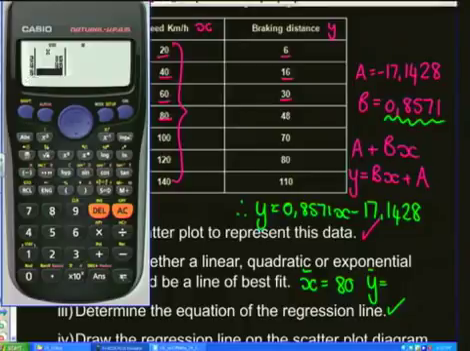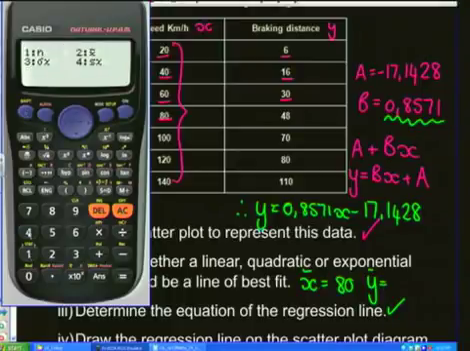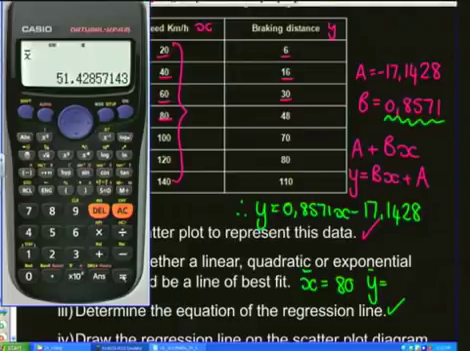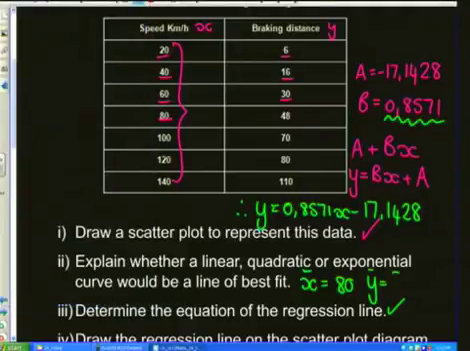48, 70, 80, 80, and 110, equals, AC, shift 1, 4 for variance, 2 for mean, and we're getting 51.428. So let's say 51.4, let's just round it off.